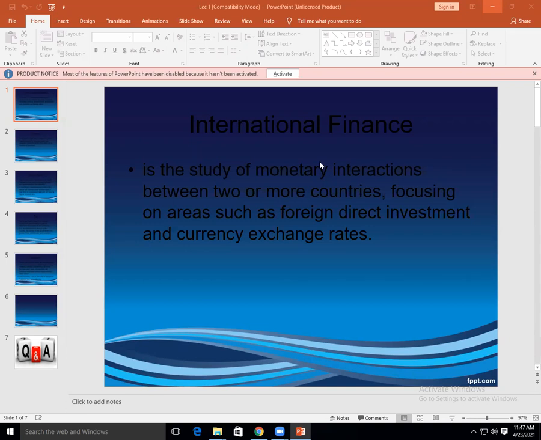What do we mean by foreign direct investment? Just like, for example, we have the Nestle company. The head office is in Switzerland, but we have different branches working, say, in Pakistan. So they have directly invested in Pakistan, right? So this is called foreign direct investment.